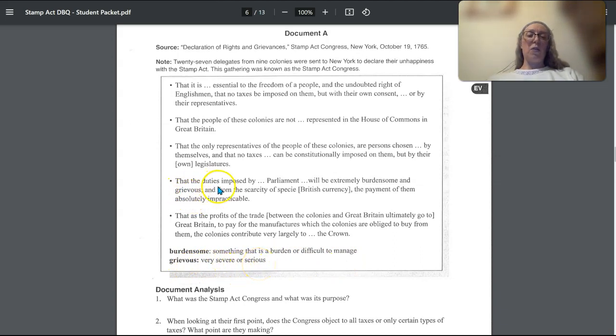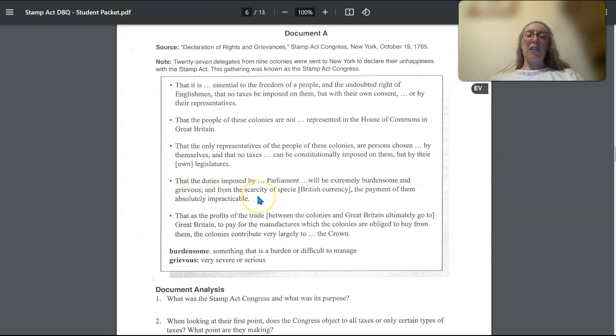So let's see. The duties. Oh, let's see. What was duties? Oh, yeah. That's like the tax on imports. So the duties, the taxes imposed or forced on us by Parliament will be extremely burdensome, difficult, and grievous is severe or serious.